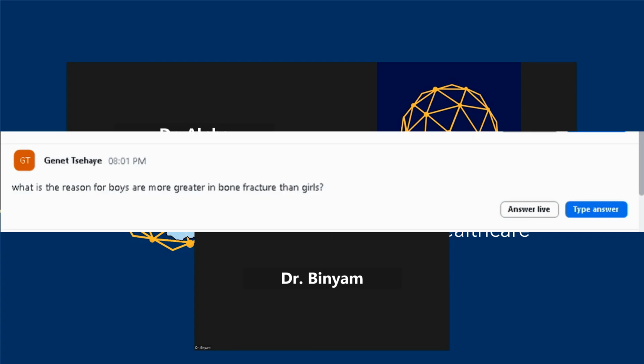So why are boys more prone to bone fractures than girls? I would think it's because for the most part, boys are more physically active than girls. They play more, so they fracture more.